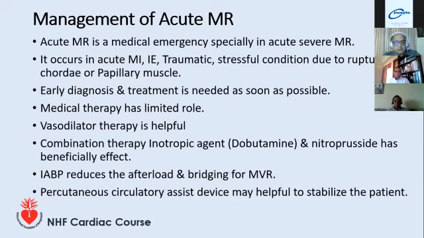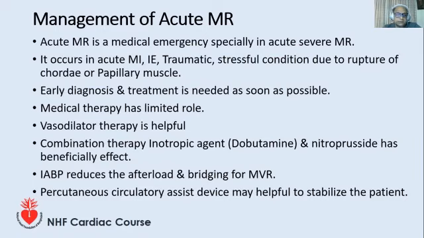Percutaneous circulatory assist devices may help to stabilize the patients. And in acute mitral regurgitation, if there is pulmonary edema or something similar, some medical treatment is required, that is diuretics, ACE inhibitors, nitrates, and vasodilators also.